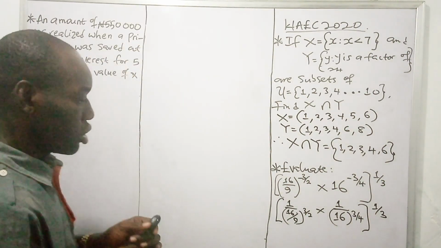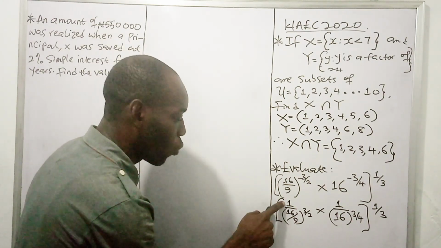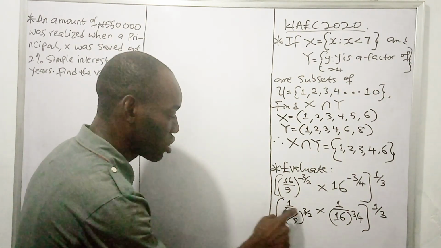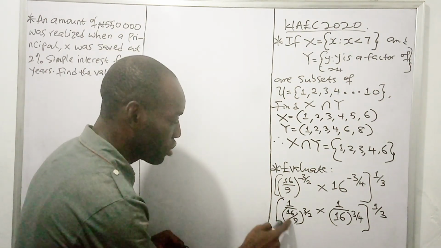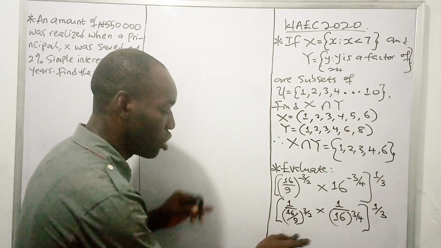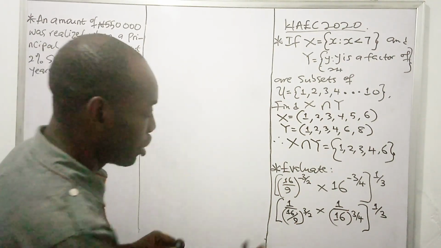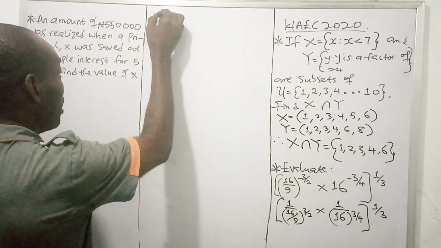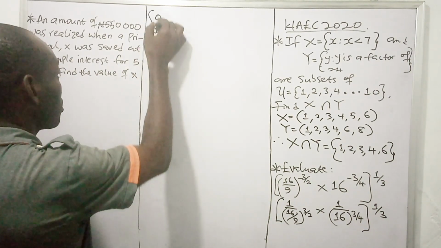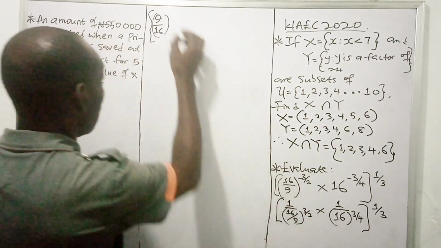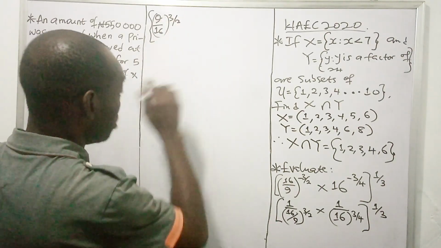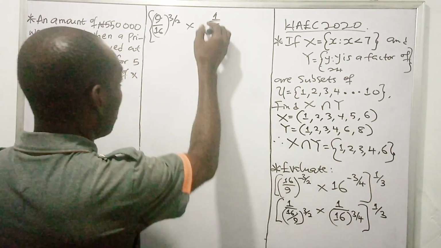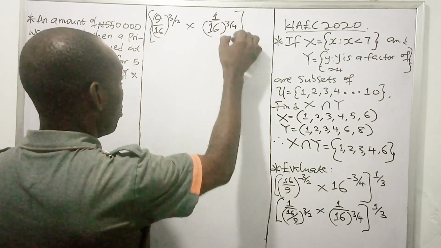Now, 1 ratio 16 ratio 9 simply means 1 divided by 16 ratio 9. If we change the division sign to multiplication, this fraction will reverse. The numerator becomes 9, while the denominator becomes 16. So this becomes 9 ratio 16, and the power is equally 3 over 2. Then times, here we have 1 ratio 16, and the power there is still 3 ratio 4, all raised to the power 1 ratio 3.